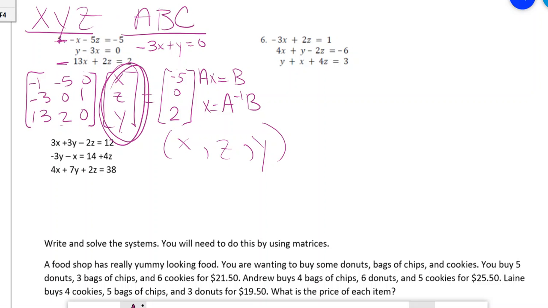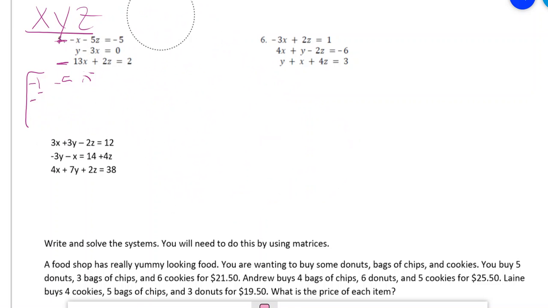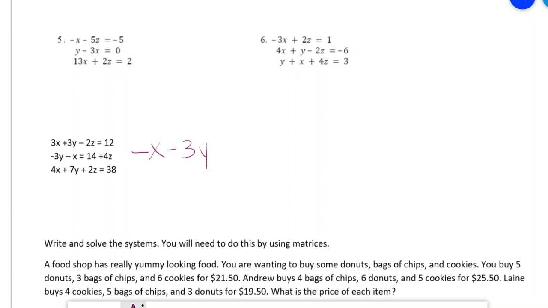The other one I want to talk about is this last one here. It's made up, it's added, so it's not in your actual packet. I want to talk about moving things. I don't care which way you move them, but make sure that you move the whole variable over, and also pay attention to your order. So not only do I need to move this z over to here, but I also need to move this x. So I have negative x minus 3y minus 4z equals 14. Then make sure everything lines up.